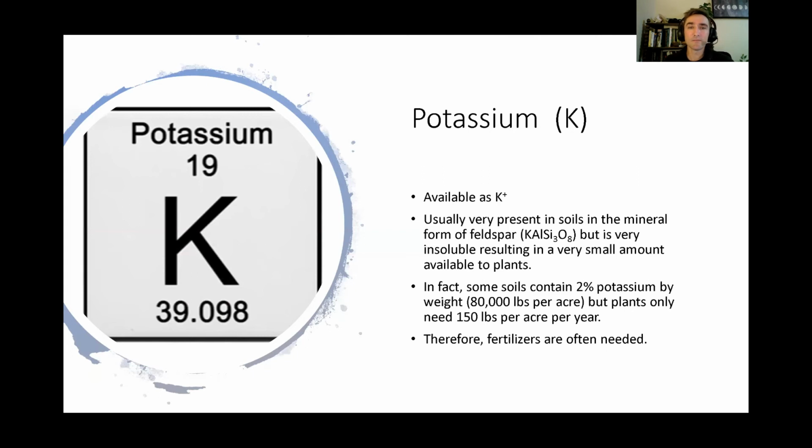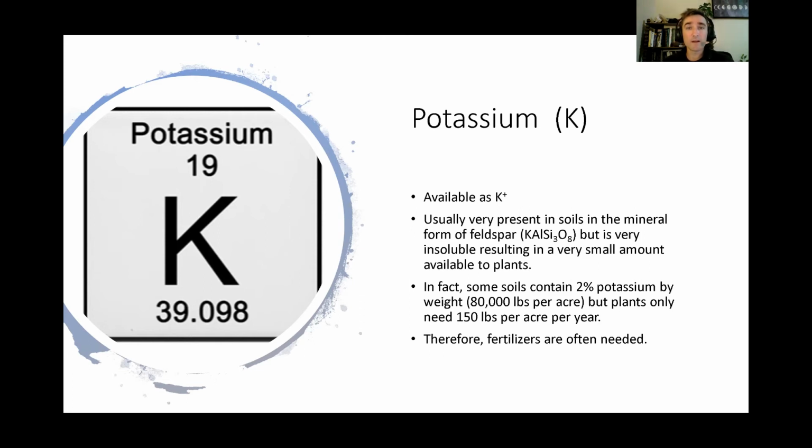Now, potassium, K. It can be tricky to remember that potassium is K. K is from the Greek. We call it potassium, but it couldn't say P because P is already taken by phosphorus. So we've got N, P, and K.